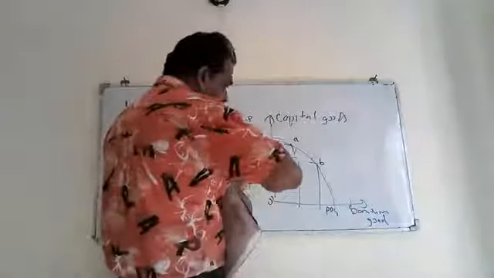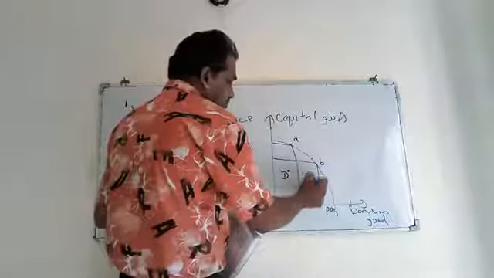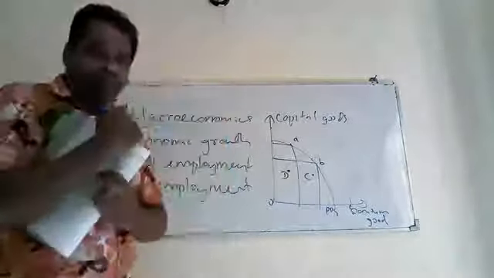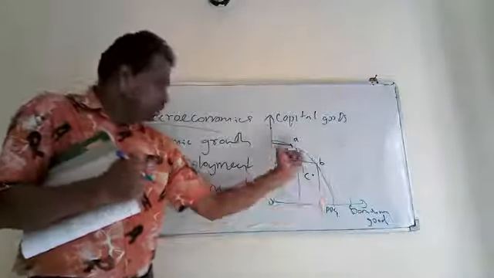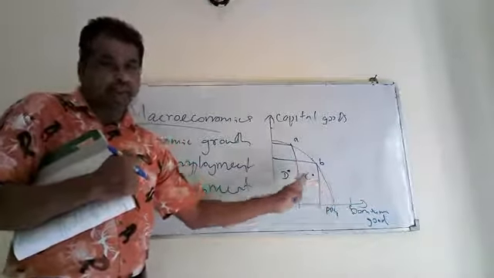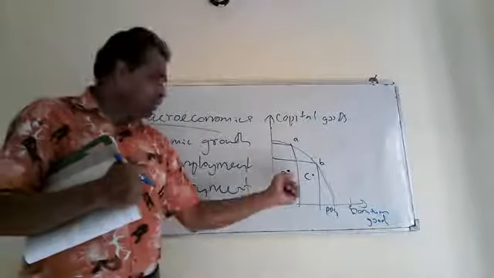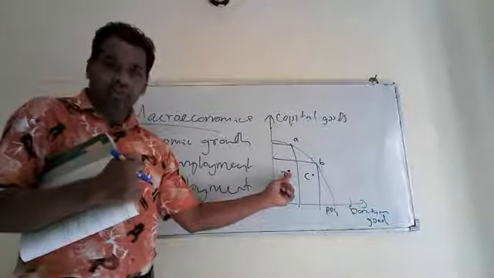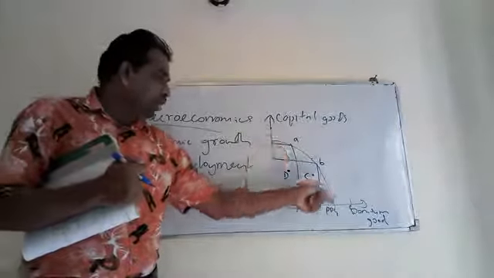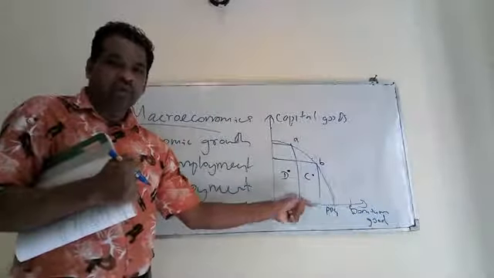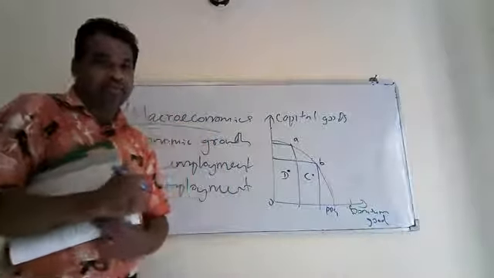If you take any point inside the curve, you take point D or point C, any point below the curve will indicate unemployment, so inefficiency or unutilized resources. If you take point D, it indicates unemployment. Point C, unemployment. Likewise, if you take any point below the curve, they indicate unemployment or unused or unutilized resources.